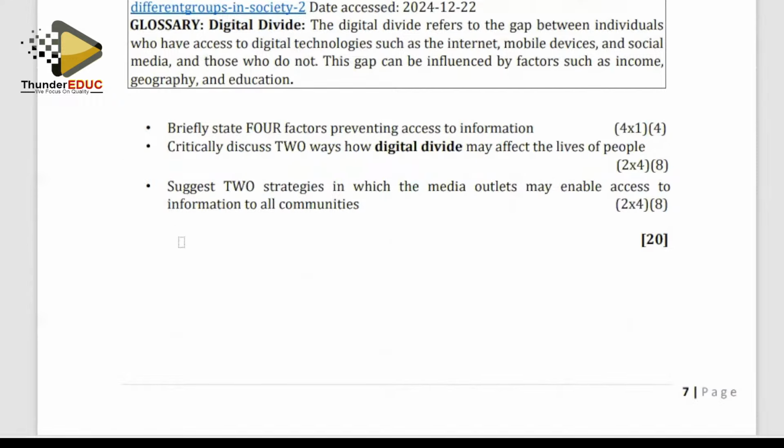So the first bullet requires us to discuss the 4 factors preventing access to information. So the first factor which I would handle is the issue of affordability. You find that in this digital age, there are high data costs and also high technology costs. High data and technology costs make access to information unaffordable. So that is the first factor.